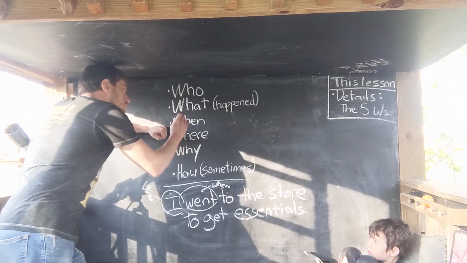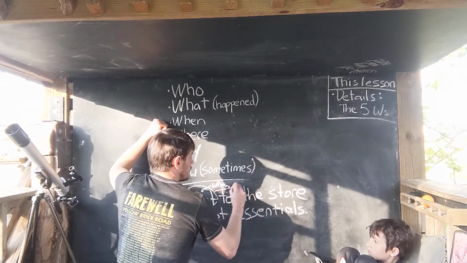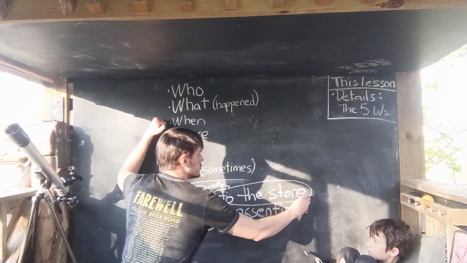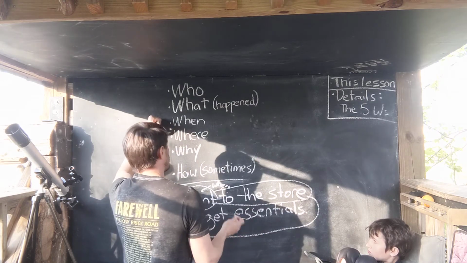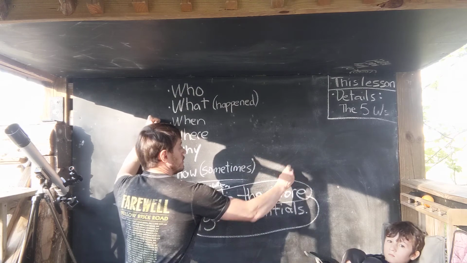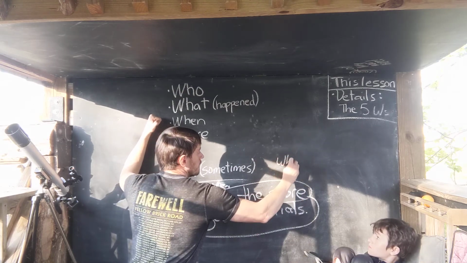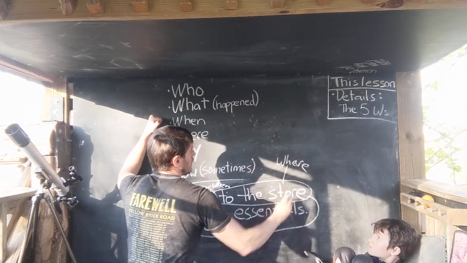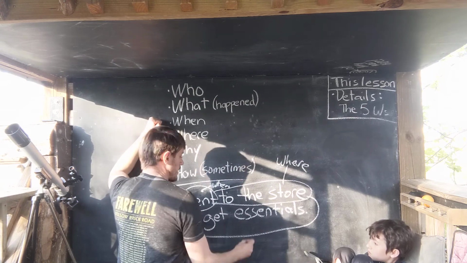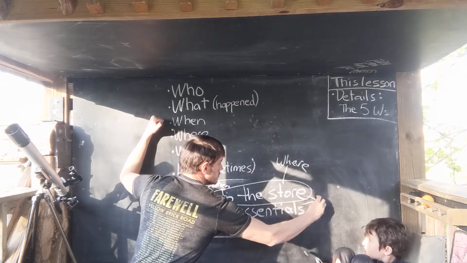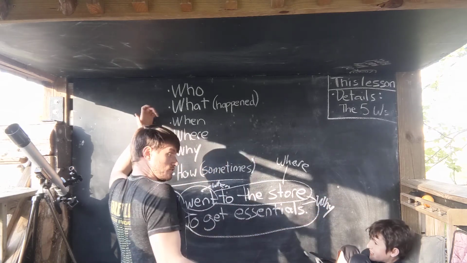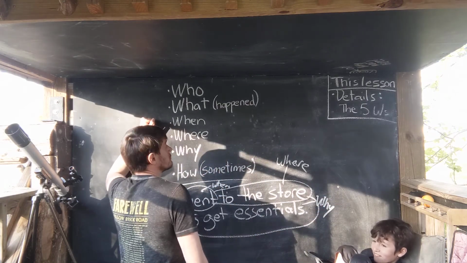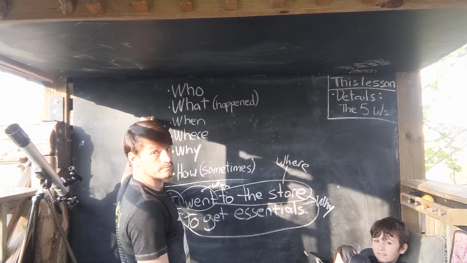Now, what happened in this sentence is this: to the store, to get essentials, it's all of this. Everything is included in this. Where? Simple. Where did this happen? At the store. Why did this happen? Simple. To get essentials, right? That's right. It's very simple.